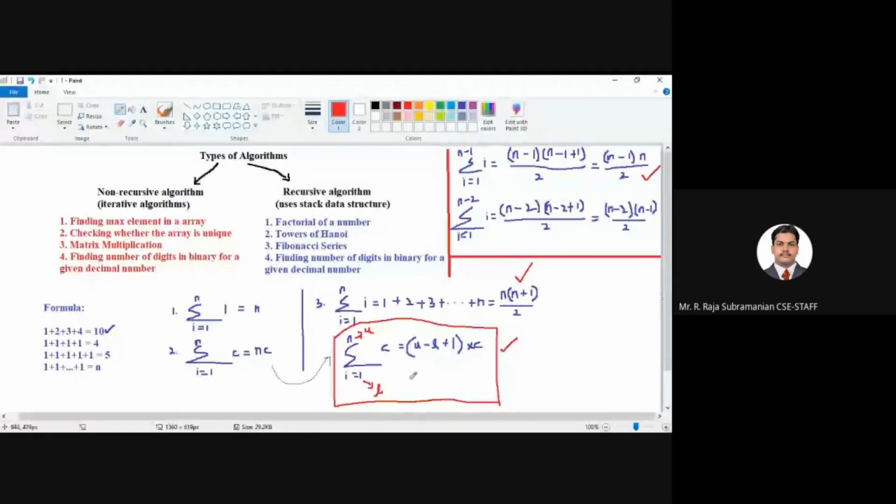So these formulas: summation i equal to 1 to i, summation i equal to 1 to n of a constant, summation i equal to 1 to n or n minus 1 of i. So this is ready. We can easily go into these kinds of algorithm problem solving, right? Shall I go to the next screen? Yes, sir.